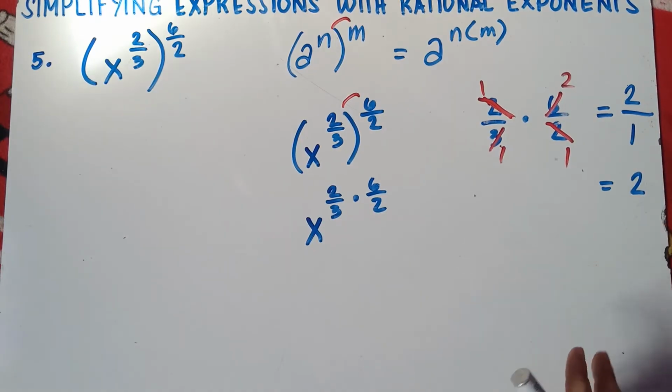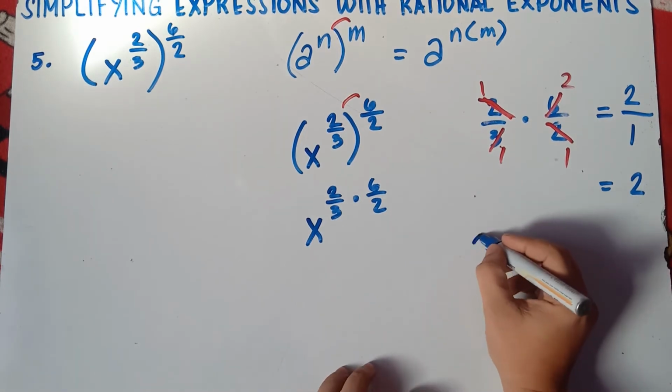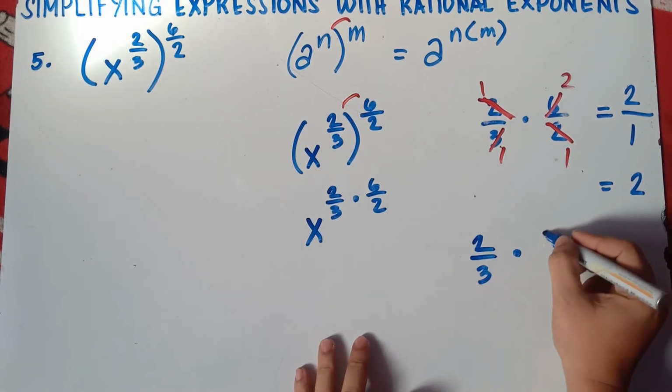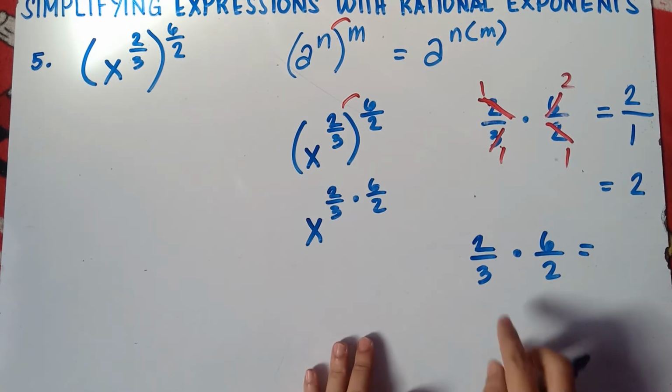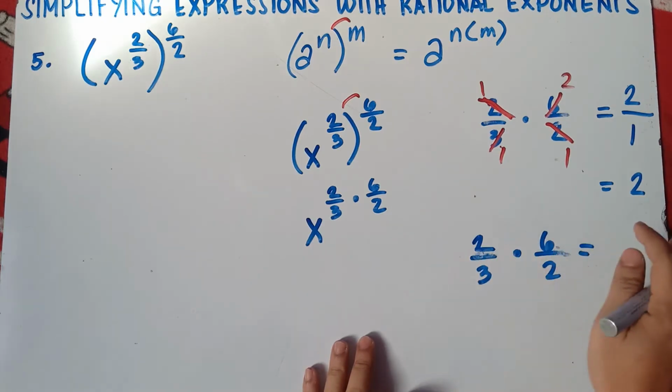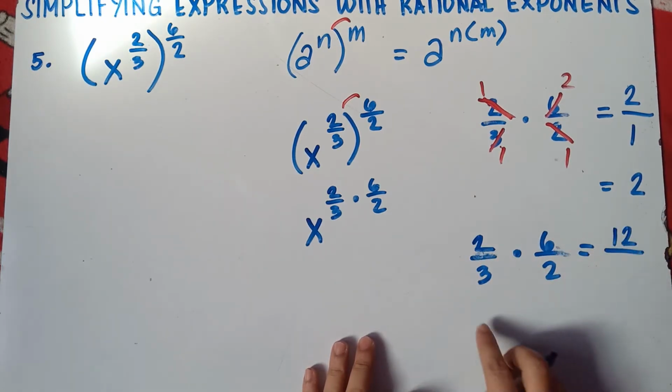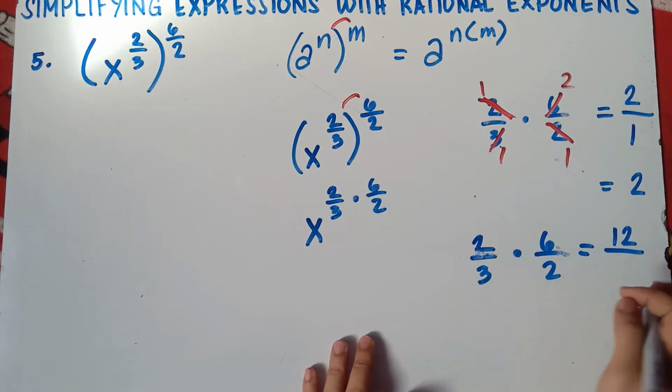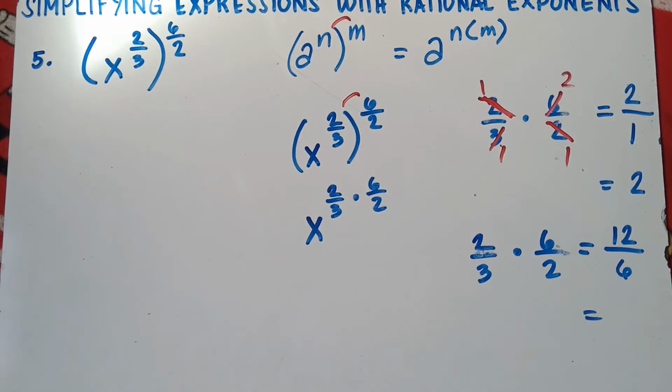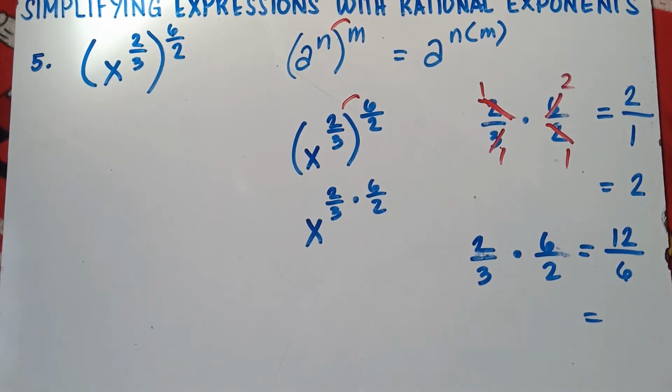But if you're confused with that one, go ahead, class. You can do it in the long method. So 2 over 3 multiplied by 6 over 2. Multiply the numerator, 2 times 6, that is 12. Multiply the denominator, 3 times 2, that is 6. Can we divide 12 by 6? If we can divide, class, always divide. Always reduce the fraction to its lowest term. 12 divided by 6, that is 2. So we can divide. Same answer, class. So for me, it's better to do the crisscross.